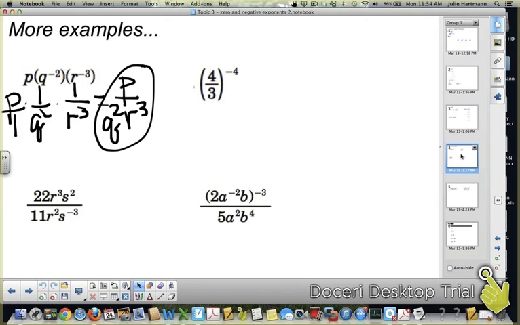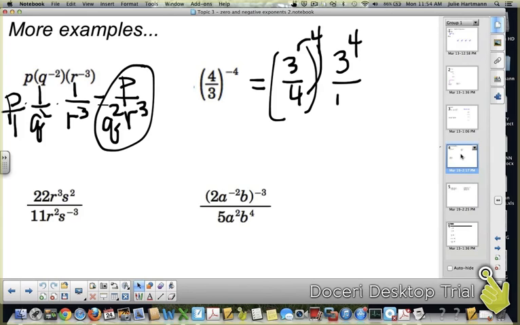Okay, 4/3 to the negative 4. First thing I'm going to do, anytime you have a fraction to a negative exponent, that negative exponent basically means you're going to do the reciprocal. So 4/3 to the negative 4 is equivalent to 3 over 4 to the 4th power. And then that 4th power carries to both. You have 3 to the 4th over 4 to the 4th. You can leave it like that.